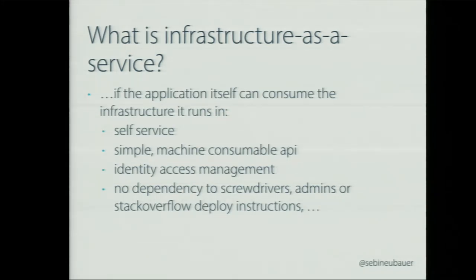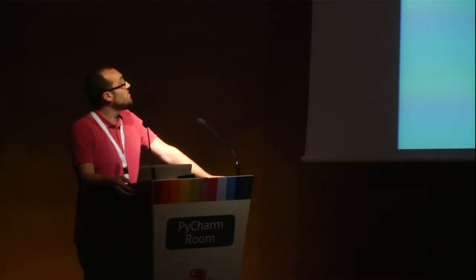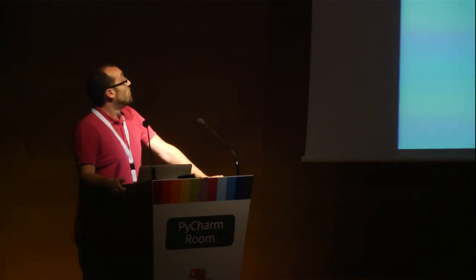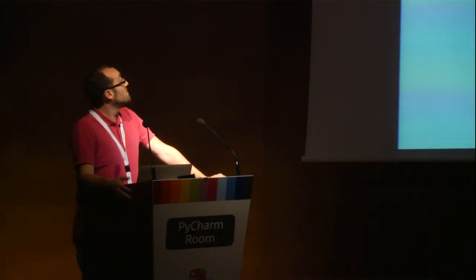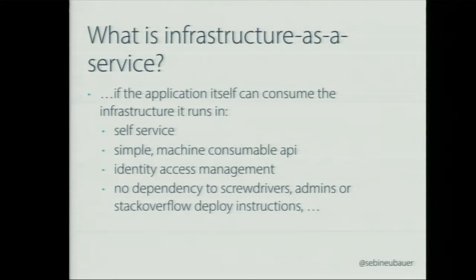But as a service really means the application itself can create the infrastructure it runs in. This means self-service. It's really like in a supermarket. You walk in and say, okay, I need an object store. I need, I don't know, maybe an EC2 instance and so on. For this, we need simple machine consumable APIs, of course, somehow identity access management, so that a machine can't buy 12 million EC2 instances and you don't know, so you need something to control it. And of course, no dependency in this whole thing on any screwdrivers or some Stack Overflow deploy instruction. So it needs to be consumable via machine readable APIs.